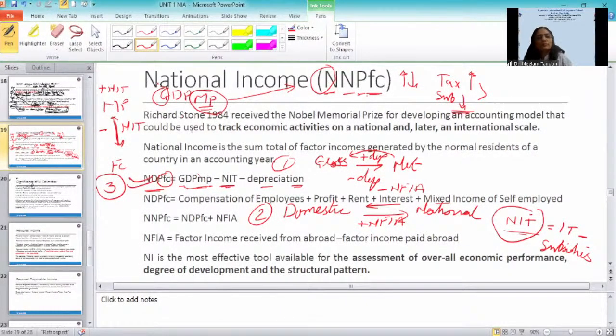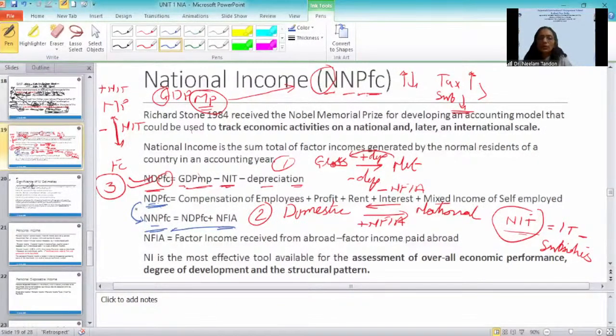Okay. Then let's say you have to go from NDP at factor cost to NNP at factor cost. N is same, that is, it is at net. You have to convert domestic to national. How will you convert domestic to national? What do you have to add? You have to add NFIA. The domestic will get converted to national. Factor cost is same, so that's it.